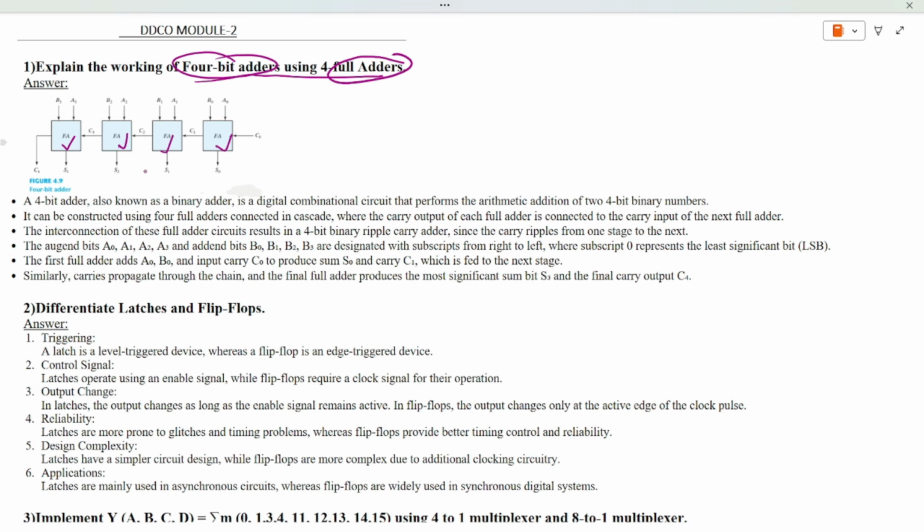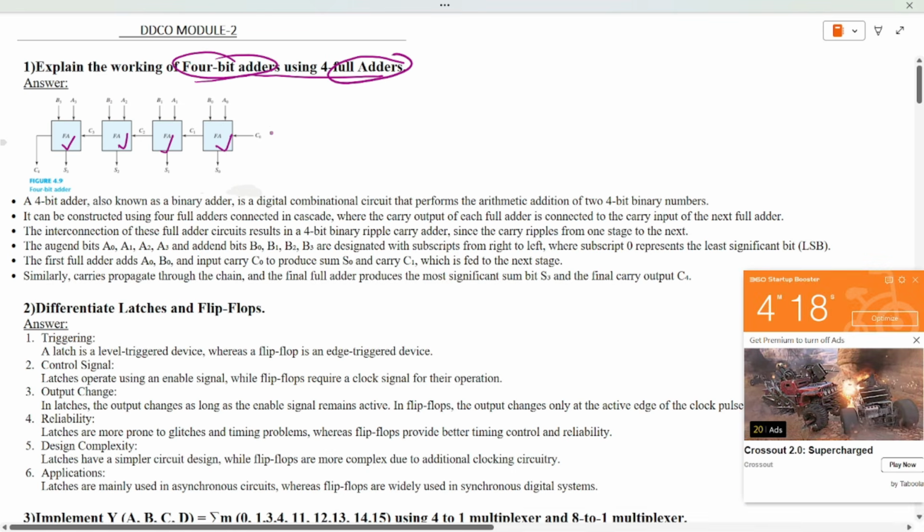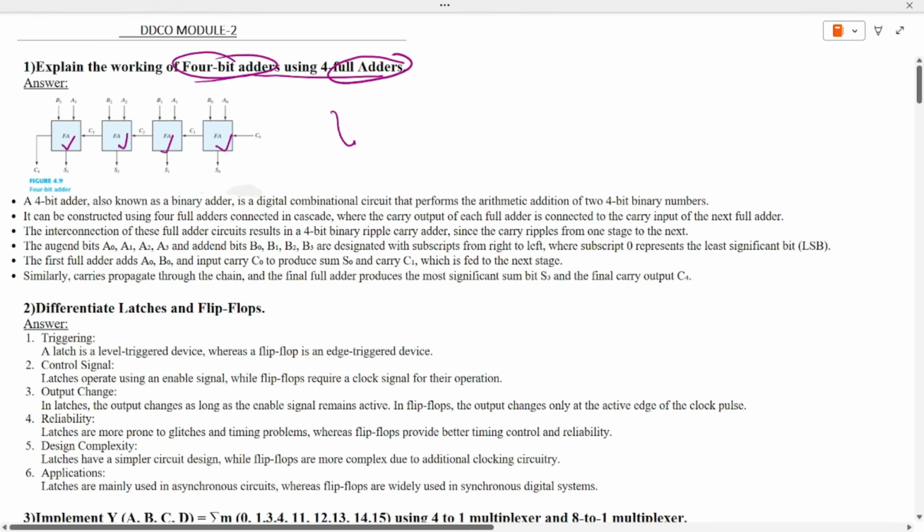Okay, you name the sums as S1, S2, S3 and S4, and you can see that they have been connected to A3, A2, A1 and A0, B3, B2, B1 and B0, and the carry is connected from here, that is C0, and it is connected through C1. This is about the construction of a 4-bit adder.